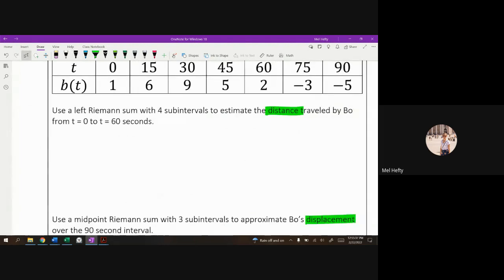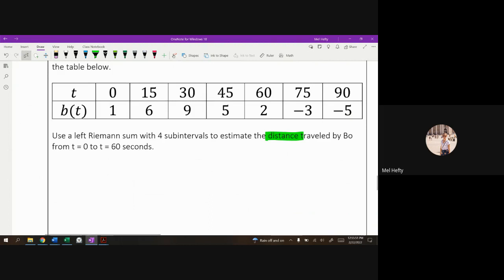That means we need to treat things a little bit differently. So let's talk about total distance. We need to count everything as positive movement because we want to make sure we don't cancel anything out. So let's look at our 4 subintervals. We're going from 0 to 60. So let's see if these 15s work. 1, 2, 3, 4. Perfect. I could also do that by doing 60 minus 0 all over 4 to get that 15, but it looks like the subintervals in the table work.